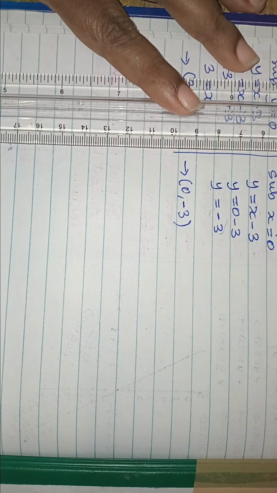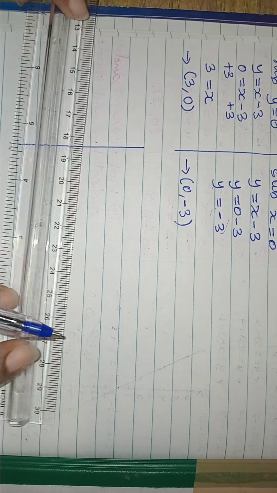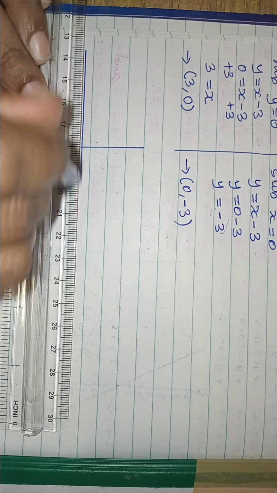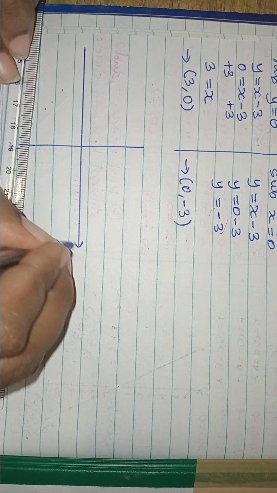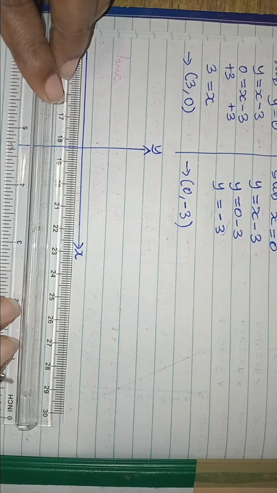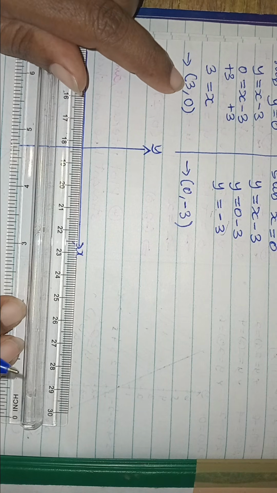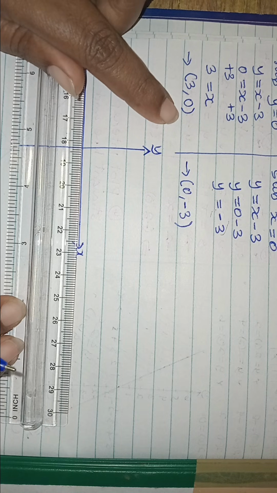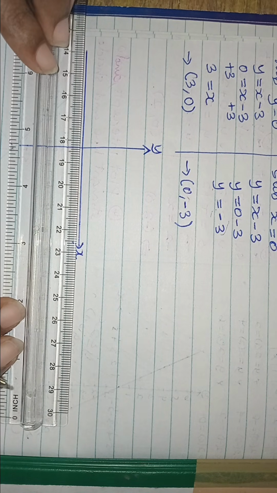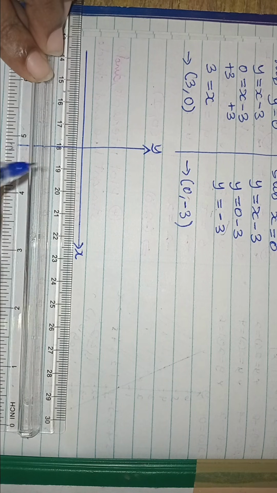So let's draw our y-axis and our x-axis. This is the x-axis, that's the y-axis. See the coordinates, the highest number on the x should be positive 3, and on y the lowest number should be negative 3. So take note of that while you draw your scales.